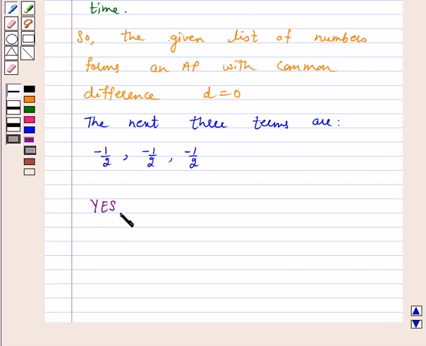Hence the answer for the above question is yes, the given list of terms forms an AP with the common difference d equal to 0, and the next three terms are -1/2, -1/2, and -1/2.